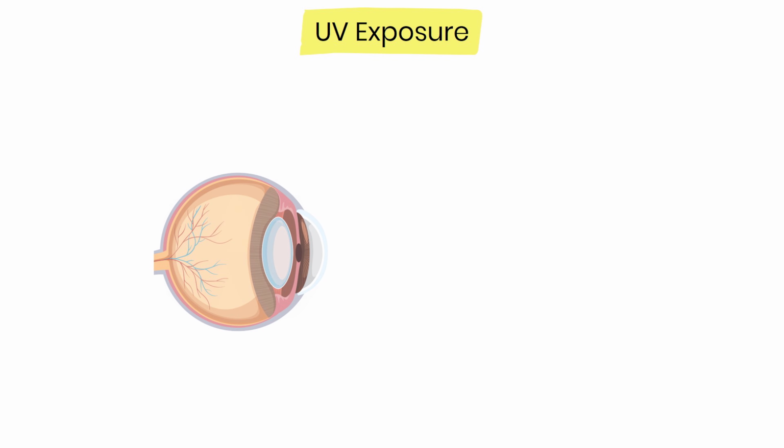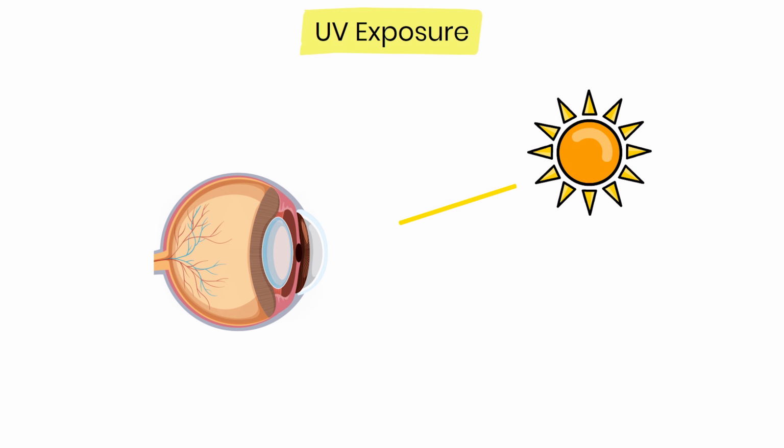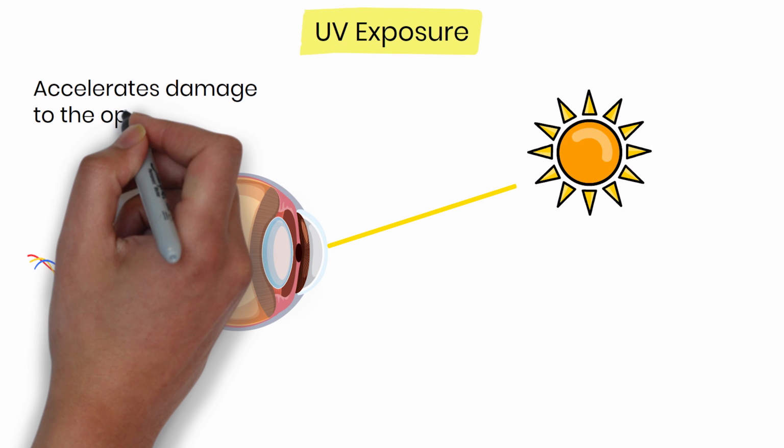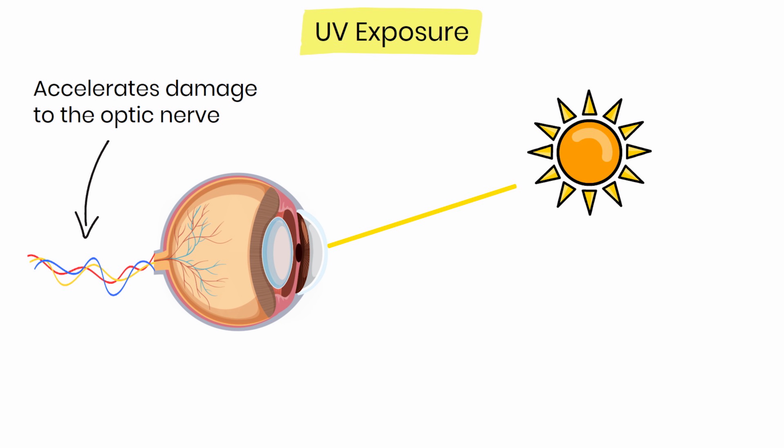Prolonged exposure to ultraviolet radiation from the sun is also a recognized risk factor for glaucoma. UV exposure can accelerate damage to the optic nerve tissue over time. This is why wearing sunglasses that block UV radiation when you are outside is a smart protective measure.